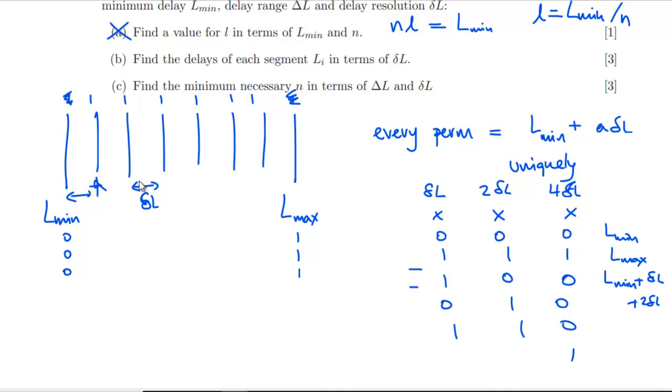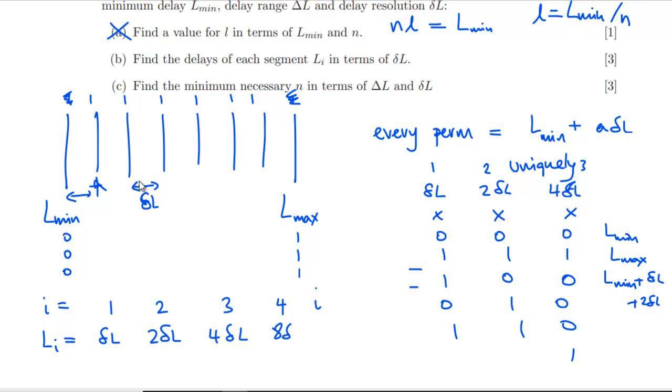What do we want? So the delays for each segment. So we're going for up to I. So if that was 1, 2, 3. So what are we doing here? We're saying that 1, 2, 3, this is I equals up to I. We're getting that Li is equal to delta L, 2 delta L, 4 delta L. What will be next? Then 4 would go to 8.